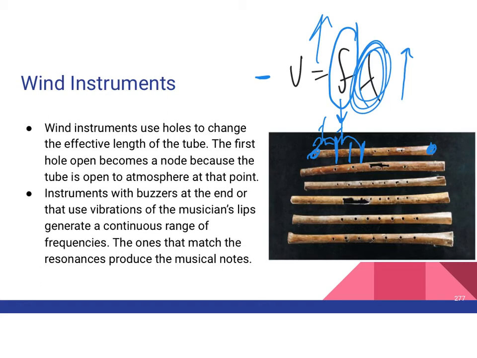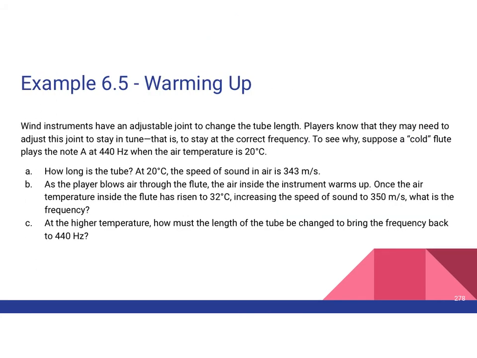Another consequence of that is when you get into the concept of the overtone series. Again, your mode numbers for an open closed are only every other mode. So a clarinet can only hit every other overtone. And if you don't understand anything about overtones, don't worry about it. So here's a quick little example problem, and that example is warming up. Wind instruments have an adjustable joint that changes the tube length.